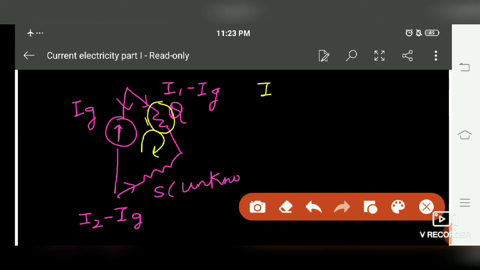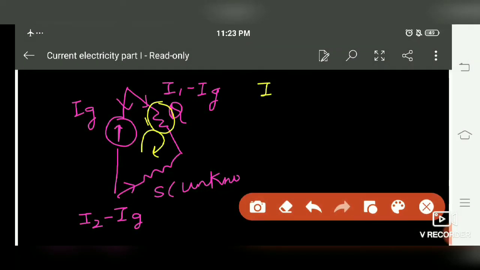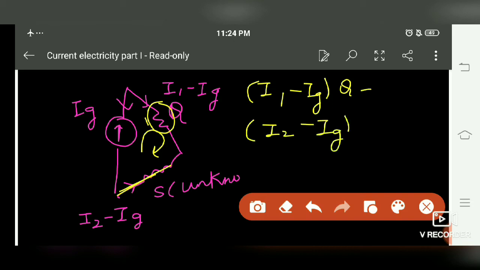we can write I1 minus Ig into Q, minus, because the current in this branch is opposite to the direction of traverse, so this is I2 minus Ig into S. In this direction again opposite, minus Ig into G equals 0. This is equation number 2.